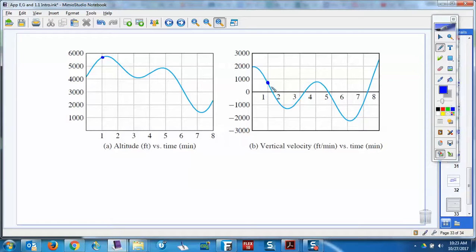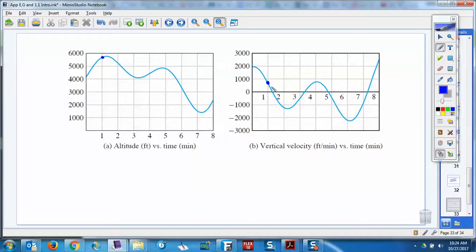But I guess you're missing it. At 1 minute, the balloon's velocity is 800. That's what I was getting at. See, like here, Vanessa just said at 1 minute it was 5,800 feet high, right? You just read the point. That's what I was getting at. At 1 minute, the balloon has a velocity of 800 feet per minute, right?